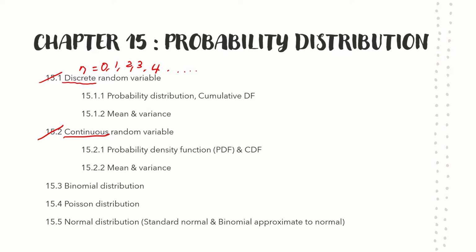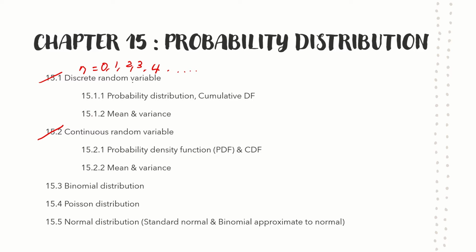So the question will not inform you this is the discrete random variable, it will not directly inform you. You have to determine from the question whether it is discrete or continuous. The question will not directly tell you it is discrete or it is continuous. So this is the subtopic before, you have to know that.